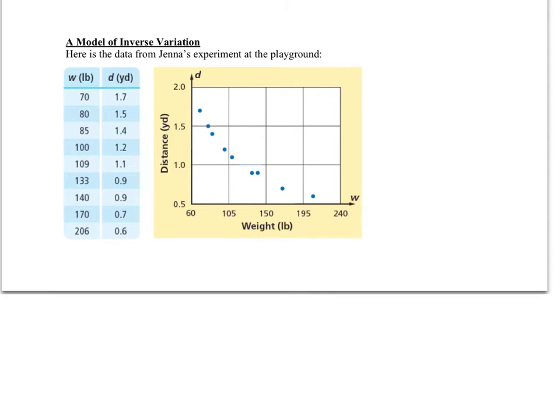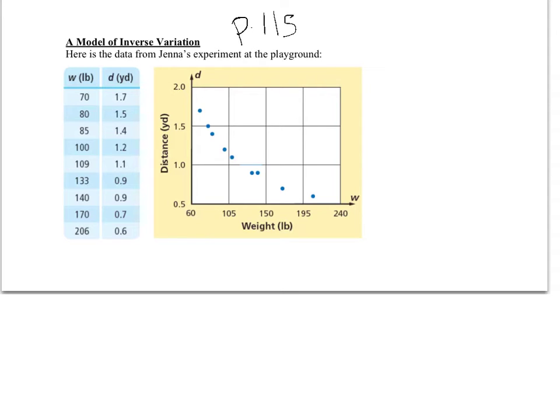So those previous examples were both direct variation examples. Now let's talk about a model for inverse variation. So here's the data from Jenna's experiment at the playground. If you look in the book on page 115, it talks about her experiment on the playground, and it has to do with the seesaw. We talked about that law of lever.